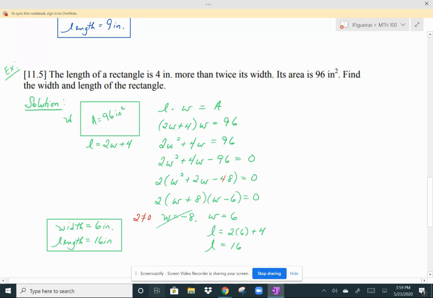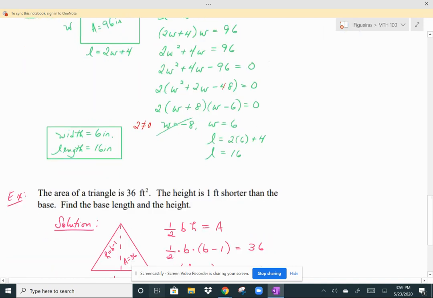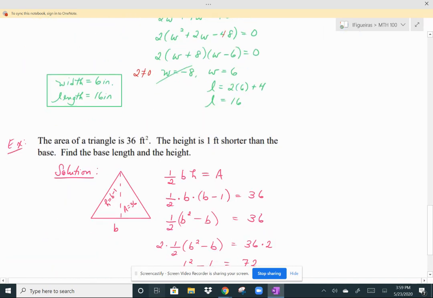Okay, last example is about a triangle. It says the area of a triangle is 36 feet squared. The height is 1 foot shorter than the base. And we want to find the base length and the height. So we need to find, for B and H, those are the variables I'm using. So we know something about the height. The height is 1 foot shorter than the base. So I'm going to let B be my base, the one I know nothing about. And we express H, 1 foot shorter would be H equals B minus 1.